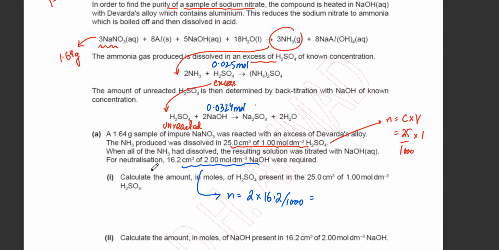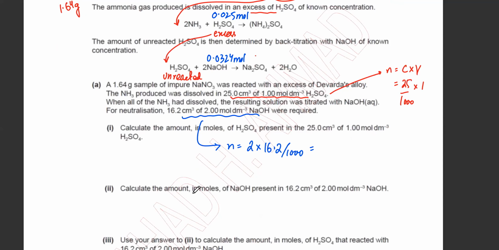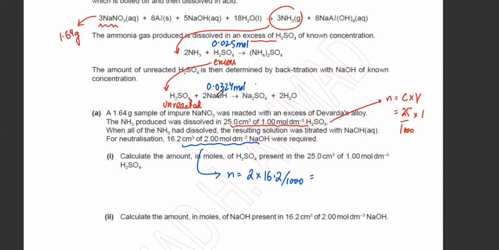So the first part is calculate the amount in moles of H2SO4 present. We already did that. The next part is calculate the amount in moles of NaOH. So we did that as well. Now he's saying use your answer to calculate the amount in moles of H2SO4 that reacted with NaOH. So we can do that. It's 2:1. So if NaOH has this many moles, H2SO4 moles would be what? What would be your answer? It's going to be divided by 2. What do you get if you divide by 2?